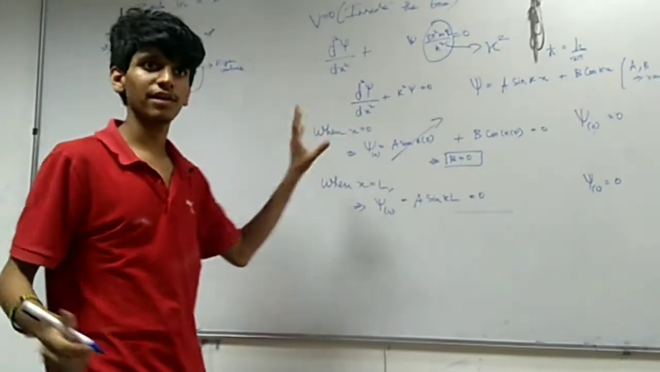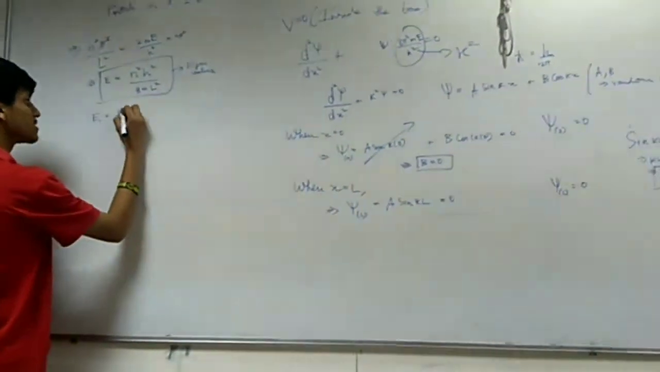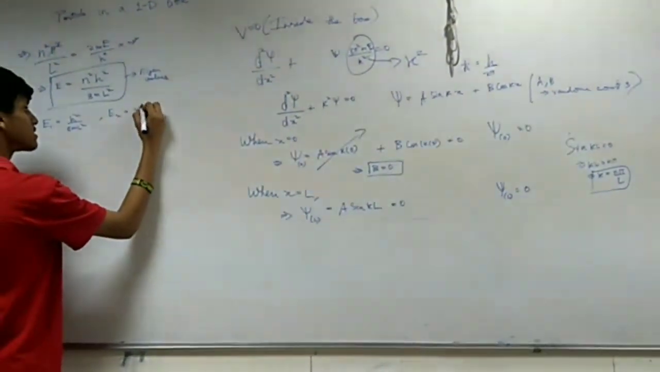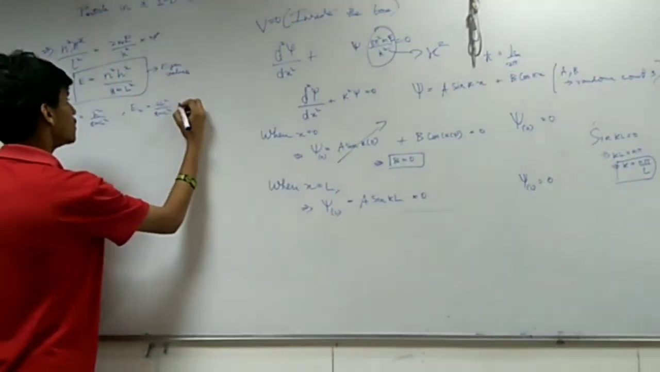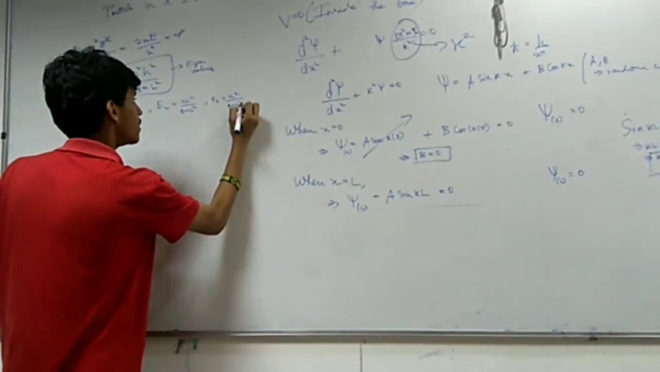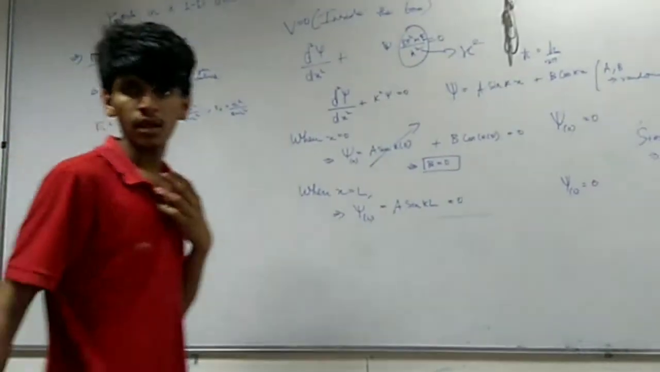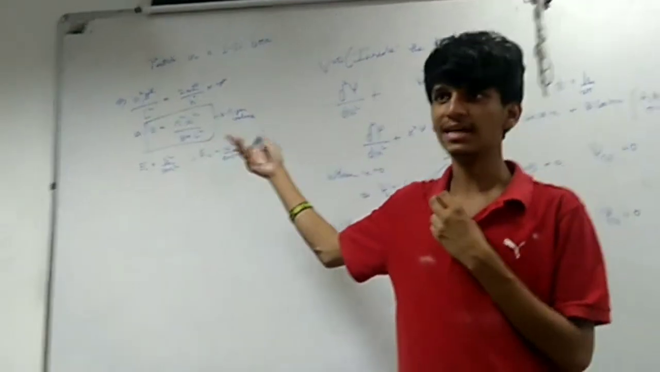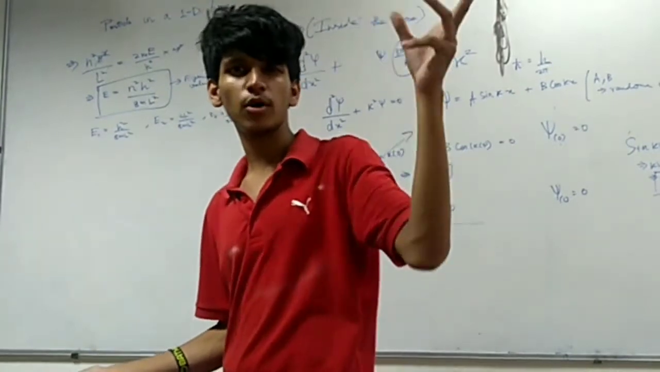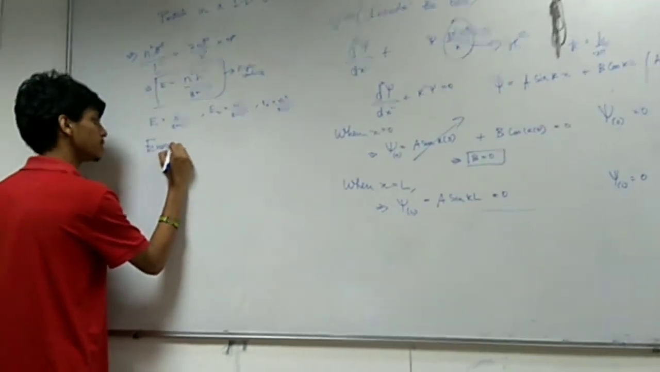On substituting different values of n from n is equal to 1 onwards, we get E1 is equal to h²/8mL², E2 to be 4h²/8mL², E3 to be 9h²/8mL², and it goes on as a square relation. From these eigenvalues, it is clearly proven that energy is quantized, which was one of the first postulates suggested. So energy is quantized. At the end of the day, we always need to remember this.